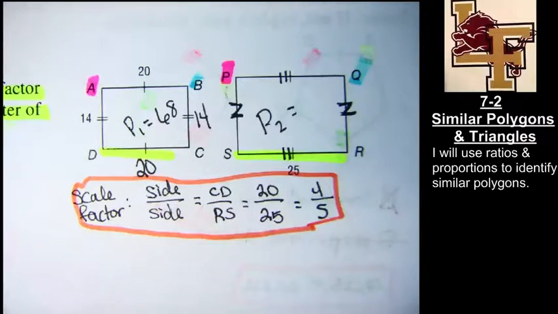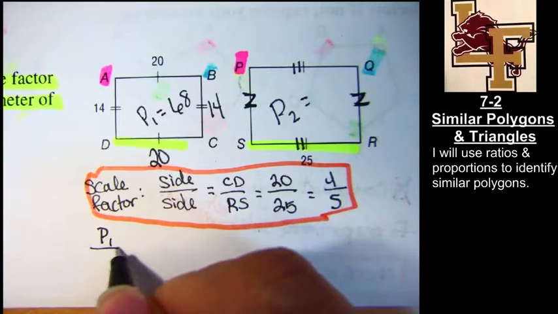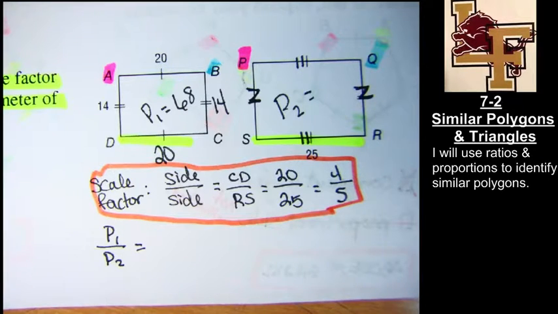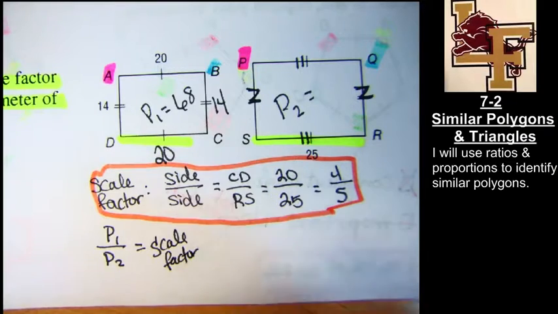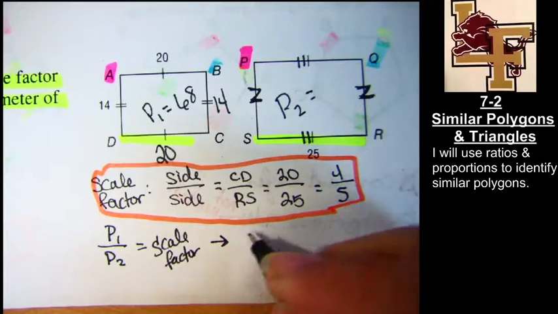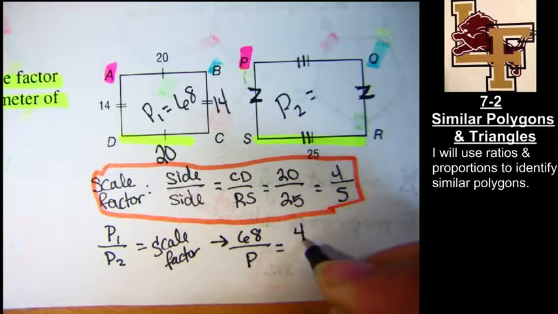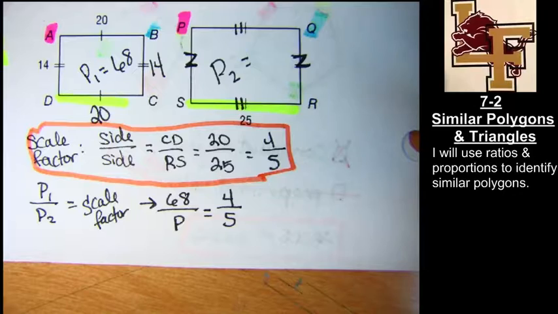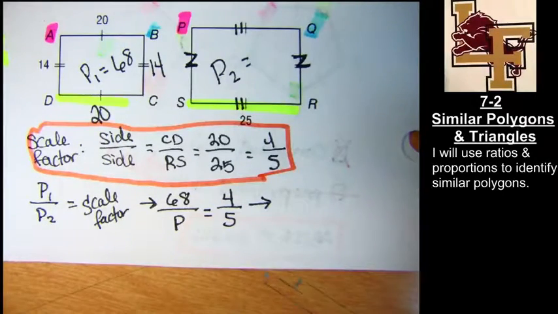But at the top of this page, perimeter of similar polygons says that I can take the two perimeters, write them as a ratio, and that ratio is equal to my scale factor. That is the ratio of the sides. Perimeter 1 is 68. Perimeter 2 is the one I'm looking for. My scale factor is 4/5. Yes, ma'am. She said cross multiply. 68 times 5.